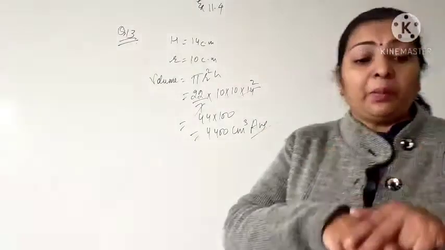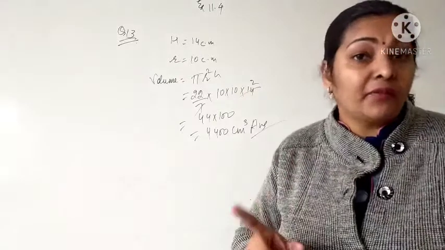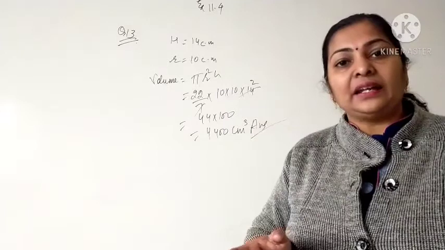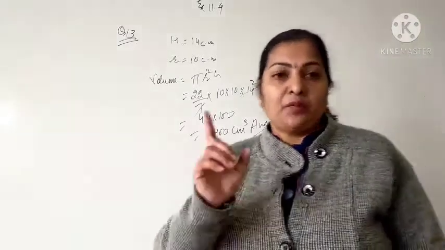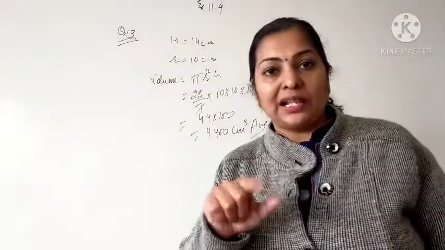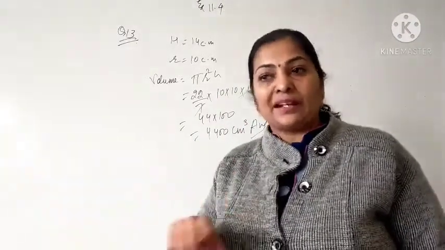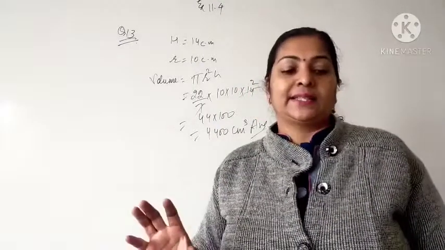So the width will become the height because it is rolled along its width. The figure is rolled along which side, that will become the height of the cylinder. If it would have been rolled along the length, then the length would have become the height and the breadth would have become the circumference of the cylinder.